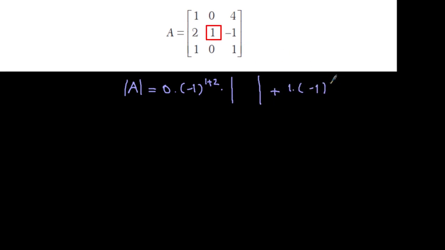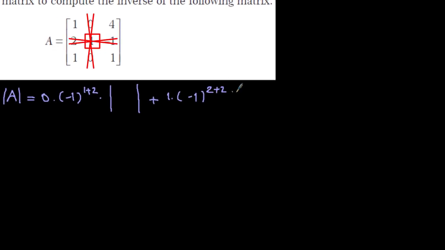the cofactor expansion. I'm going to use the cofactor expansion, and I'm going to use this column. 0 times, this is the entry, minus 1 to the power of first row, second column, this is plus, times whatever the minor is, the result is going to be 0. That's why I didn't write that one. And then 1 times minus 1 to the power of second row, second column, times the minor, it's going to be 1, 4, 1 and 1.